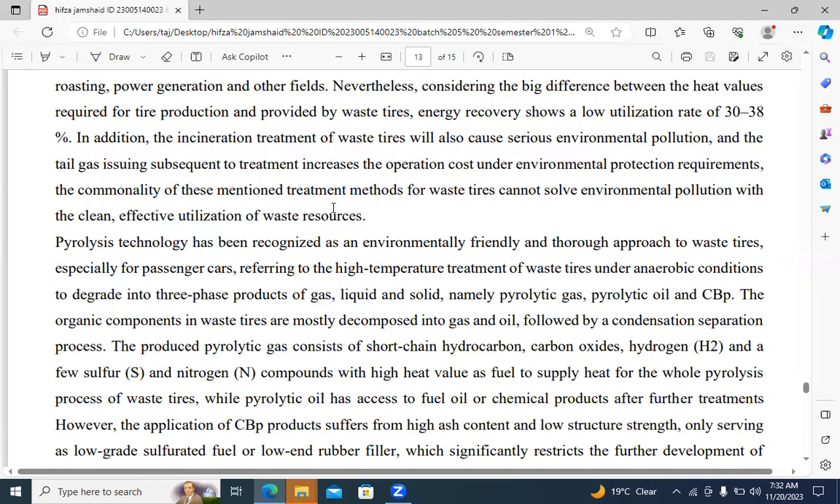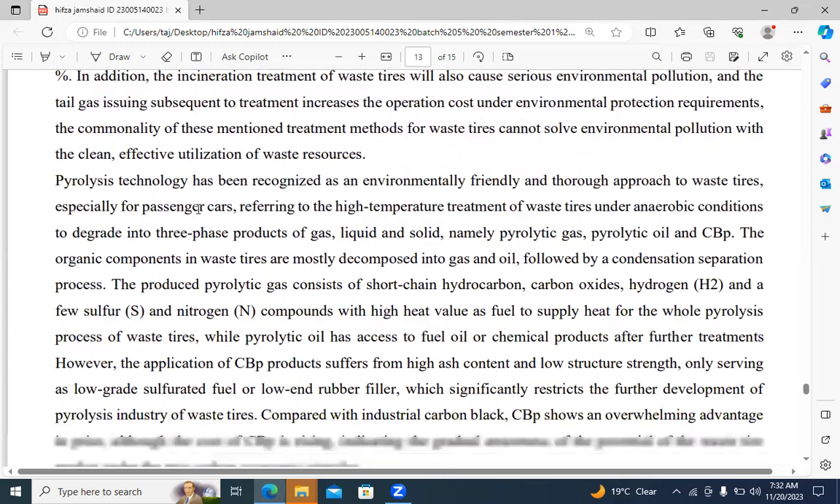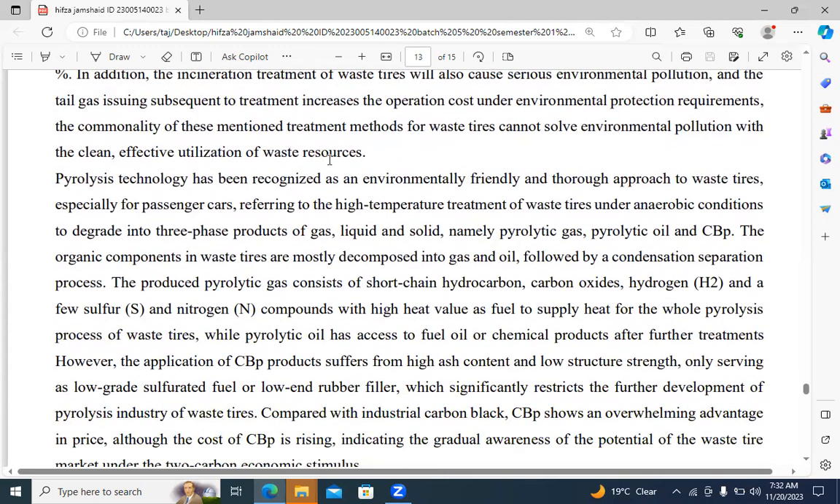We have to use a method for treatment of waste tire that solves the environmental pollution, and we have to make our environment clean, and we also have to use effective utilization of waste resources.